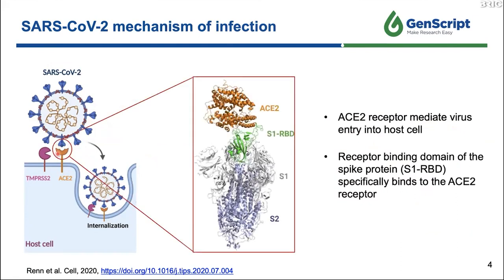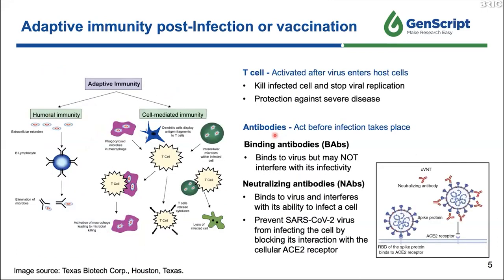When we zoom in on this area, we find that this region, highlighted in green here, is the spike RBD region, the receptor binding domain of the spike protein, which is the region that specifically binds to the ACE2 receptor. When our body is infected or when we receive vaccination, we will develop adaptive immunity that can protect us from future infection.